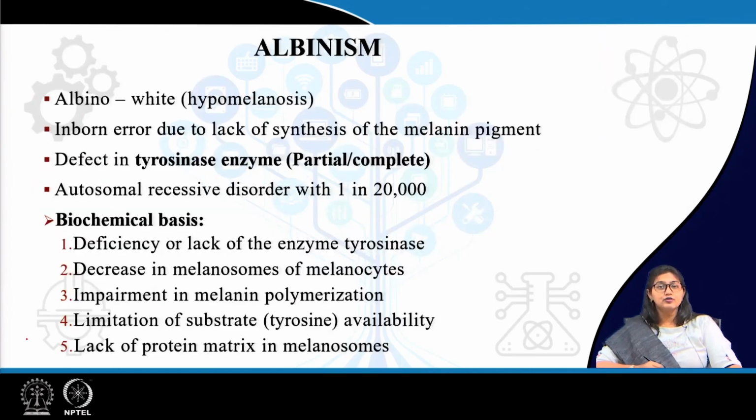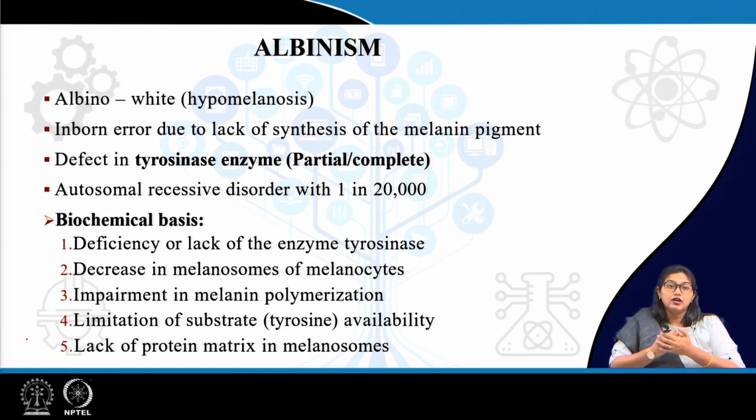Now, we are going to discuss albinism in a bit more detail. So, albinism is basically generalized hypomelanosis. What we say albino is basically white. Now, this is one inborn error of metabolism due to lack of synthesis of melanin. The enzyme is tyrosinase. Now, tyrosinase can be partially absent or completely absent. Based on that, manifestations are different. Now, autosomal recessive pattern is there, but sometimes an X-linked variety of albinism is also present.